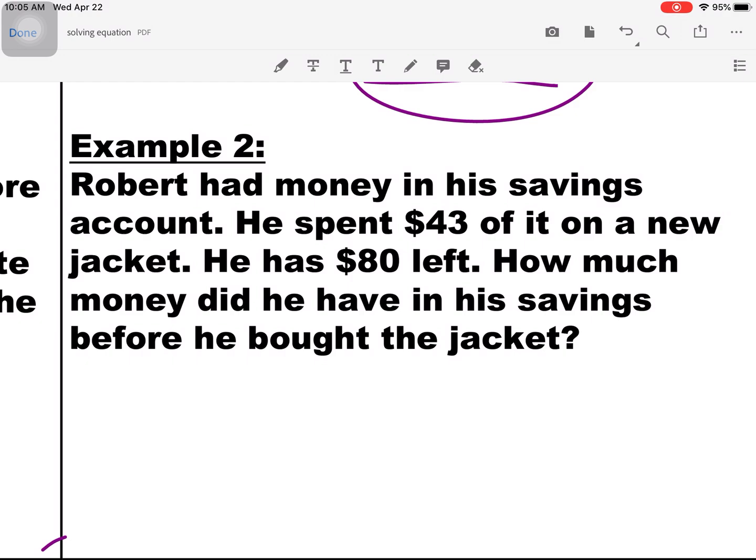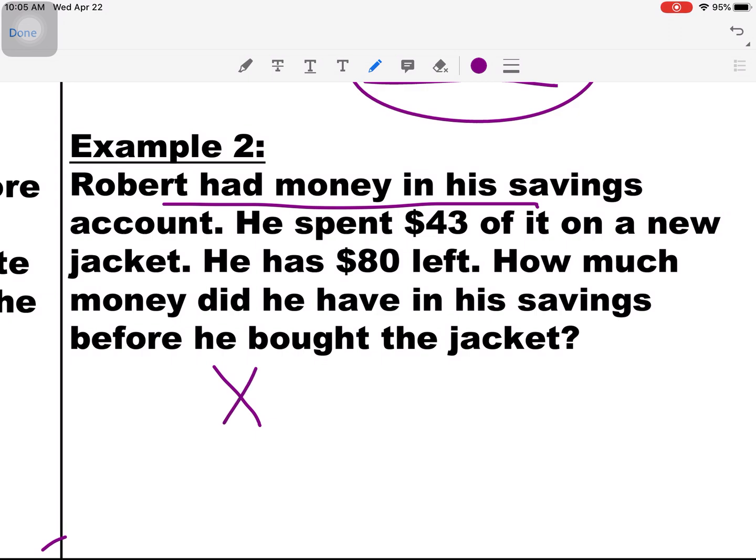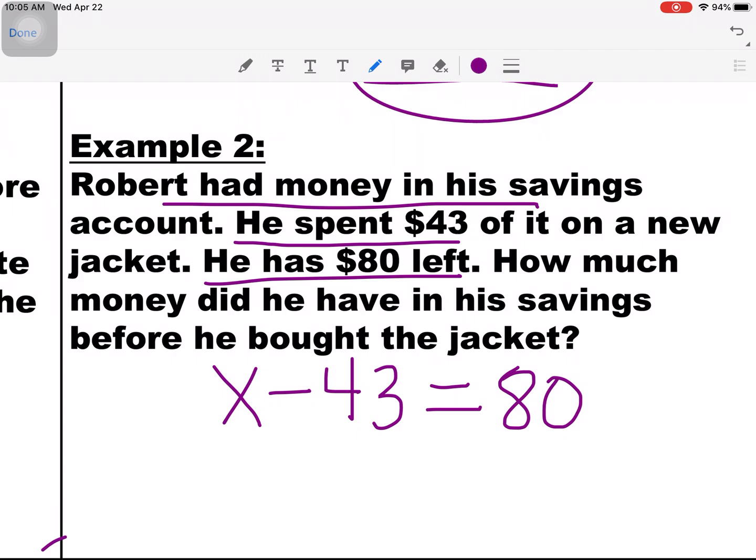So Robert had some money. So x represents the money Robert had. Robert spent $43. So we're taking away the $43 that he spent, and now he has $80 left. Okay, so I'm going to add 43 to both sides.